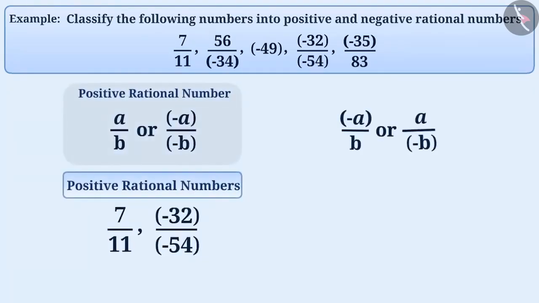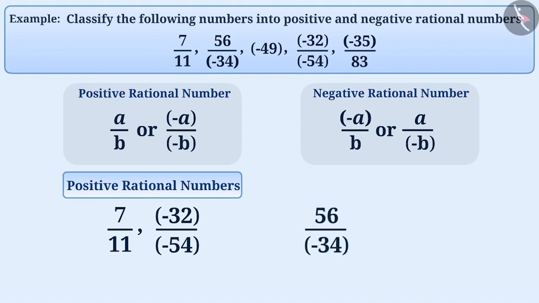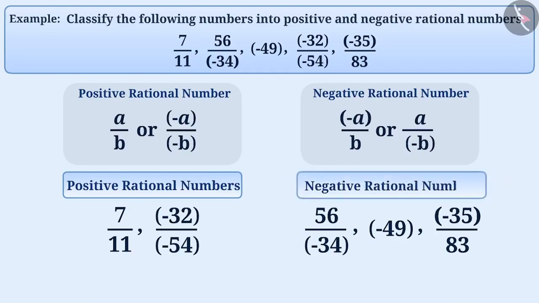Similarly, if either the numerator or denominator of a rational number is a negative integer, then it is called a negative rational number. For example, 56 by minus 34, minus 49, minus 35 by 83, etc. are negative rational numbers. Here we have also considered minus 49 as a negative rational number. Can you tell me why minus 49 is a negative rational number? Think for a while.